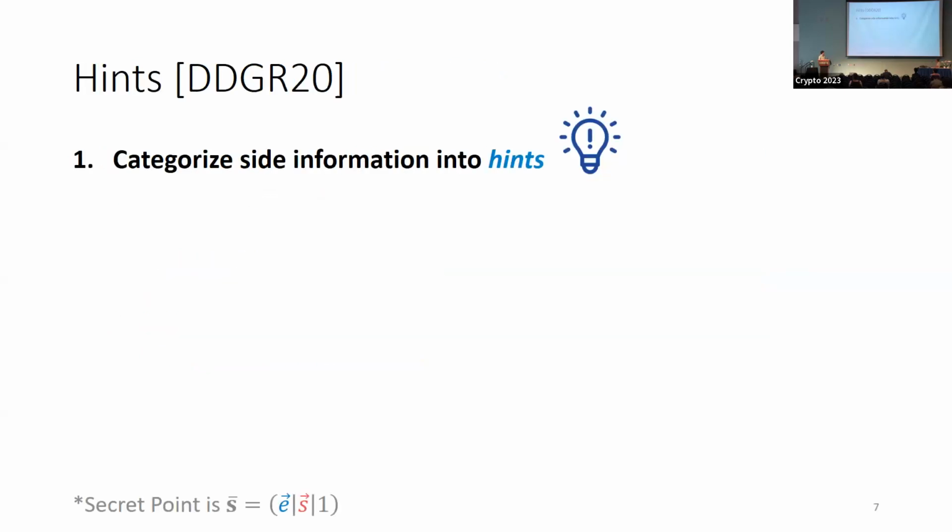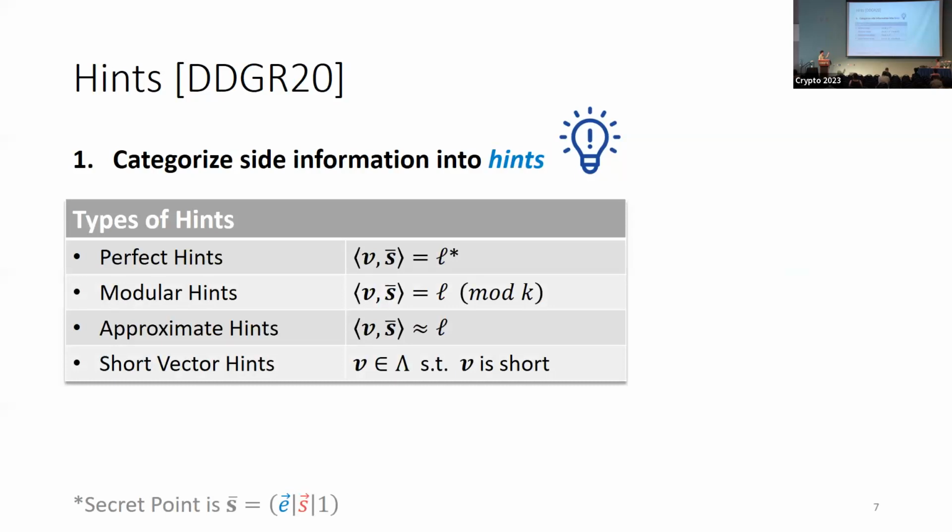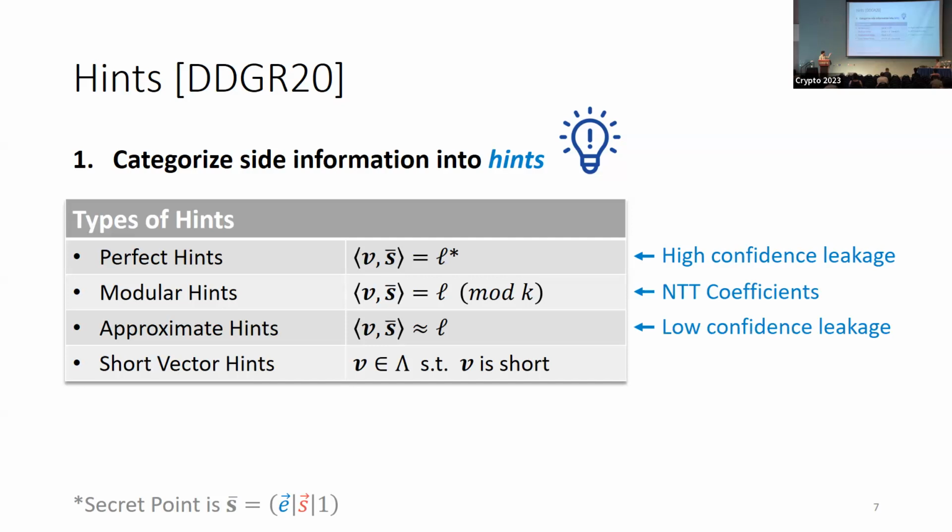And so when we're talking exactly about hints, in the prior work, there were 4 types of hints that were introduced. There were perfect hints. These are for your high confidence leakage, exact leakage of either an inner product of your secrets and errors, or maybe an exact coordinate. You have modular hints. These could be things like NTT coefficients. Note though that this modulus doesn't have to exactly equal your lattice modulus. It can be whatever you want it to be. Or approximate hints. So this is for some kind of low confidence leakage. You have a pretty noisy measurement.